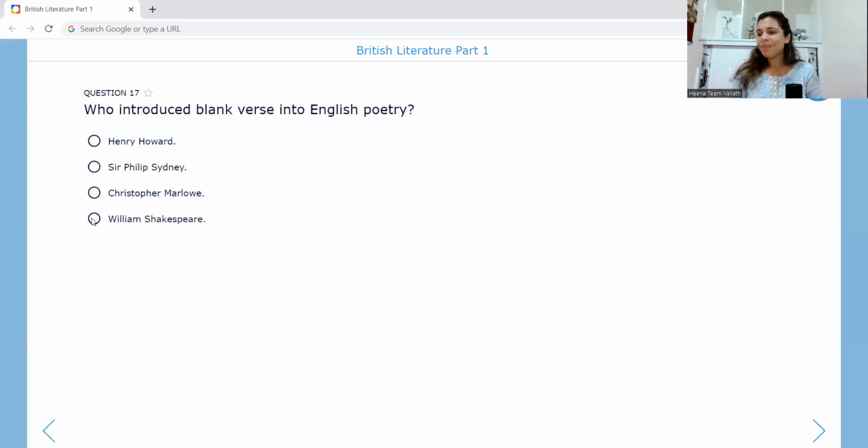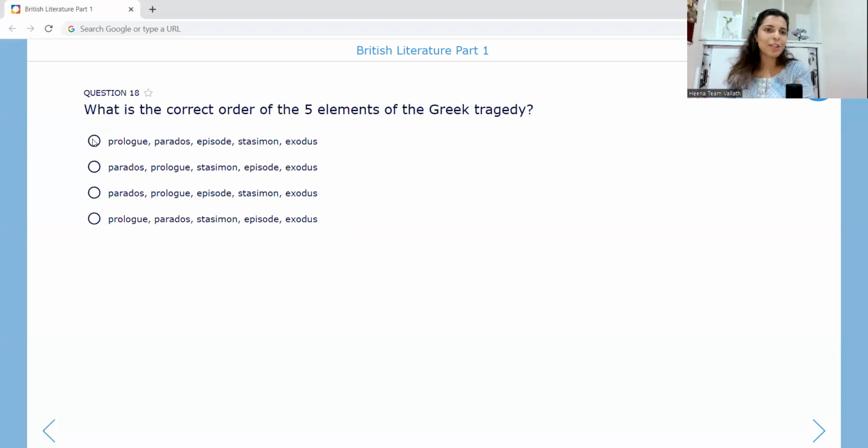Question number 17. Who introduced blank verse into English poetry? A. Henry Howard, B. Sir Philip Sidney, C. Christopher Marlowe, or D. William Shakespeare. Blank verse into English poetry was introduced by option A, Henry Howard, when he translated the second and the fourth book of the Aeneid. Did you understand? Basically, Howard translated the second and the fourth book of the Aeneid, and with this, he introduced blank verse in English poetry. Easy.